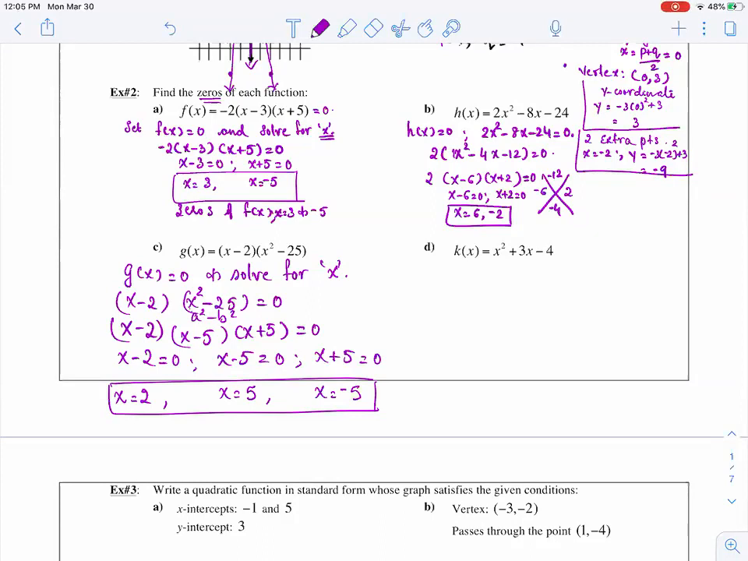Why don't you guys try the D by yourself? To find the zeros, you set the function equal to 0 and solve for x. You can factor first and then use the zero product property. All right, finish it up.